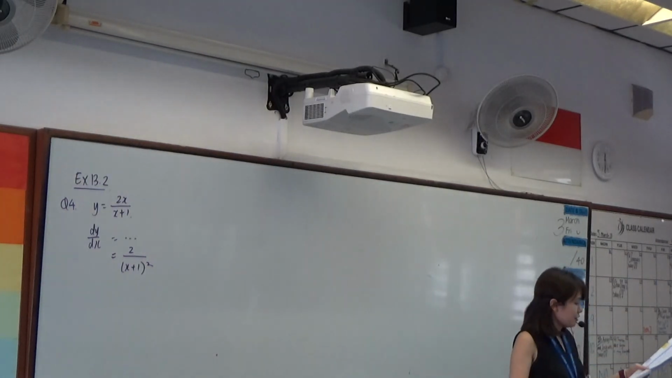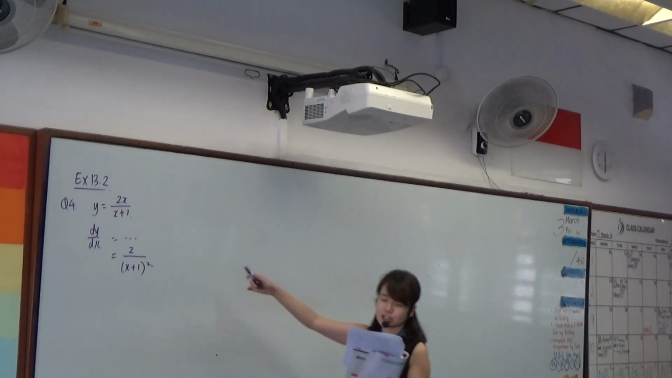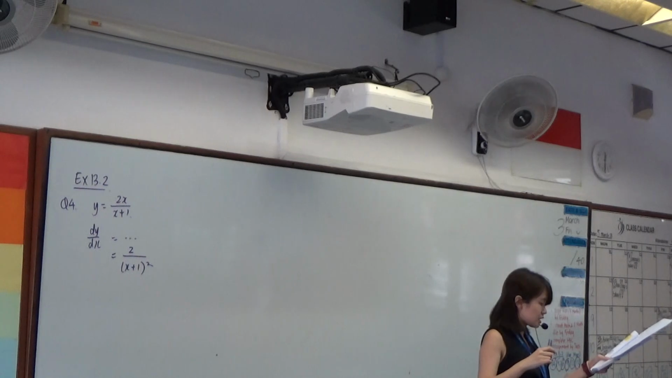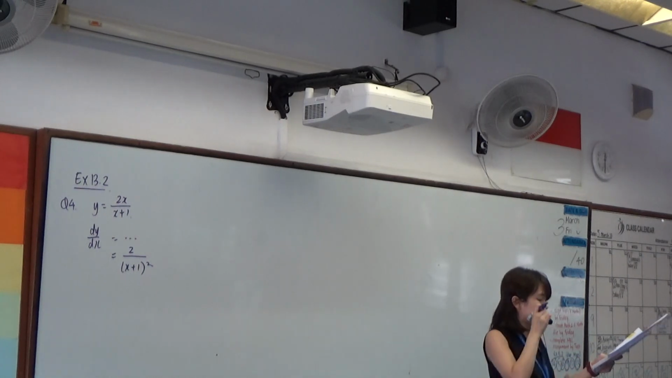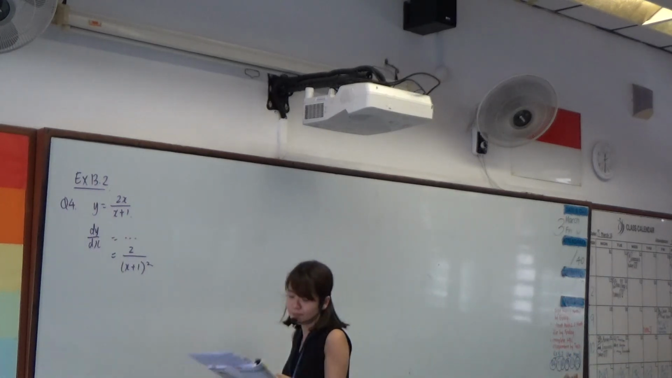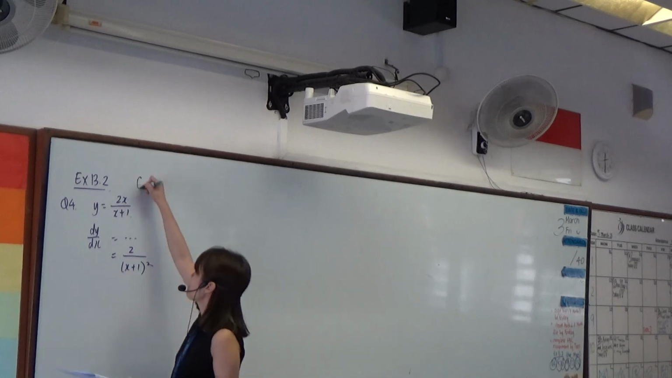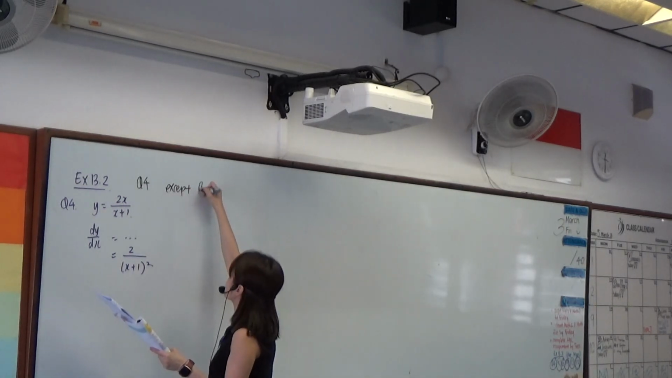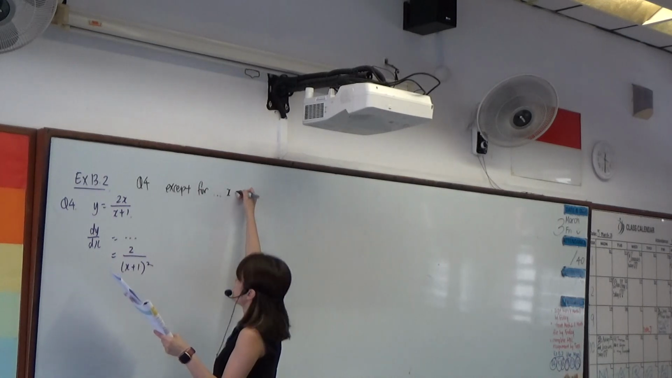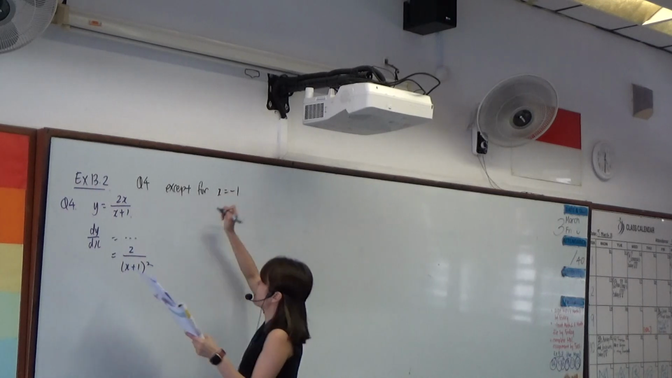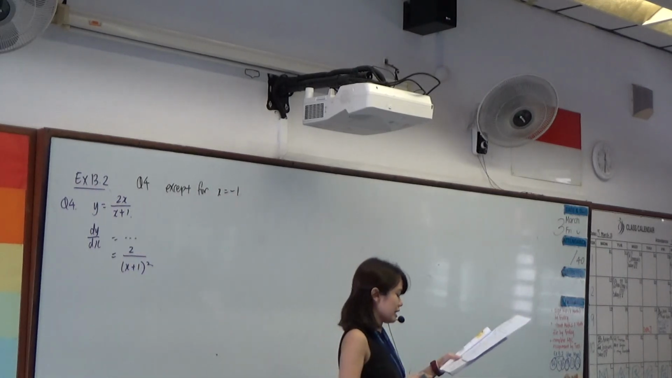Right, question 4, right? They give you this function. Then after that, it asks you to show that it is an increasing function for all real values of x, except for x not equals to -1. Okay, I think there is a printing error by the way. I don't know what version of the textbook you have. It should be except for x equals to -1. Not x not equals to -1.